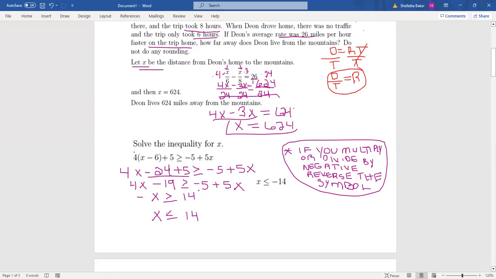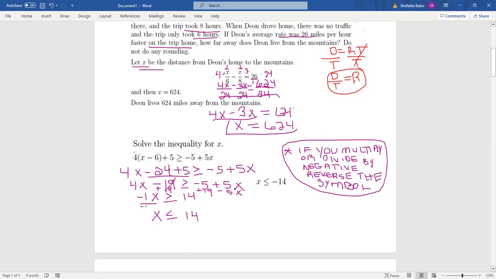And then we're going to add the 19 to both sides of this inequality and subtract the 5x from both sides. And 4x minus 5x gives us negative x. The 19's cancel on the left. Negative 5 plus 19 gives us 14. Now you want to see this minus x as being negative 1.